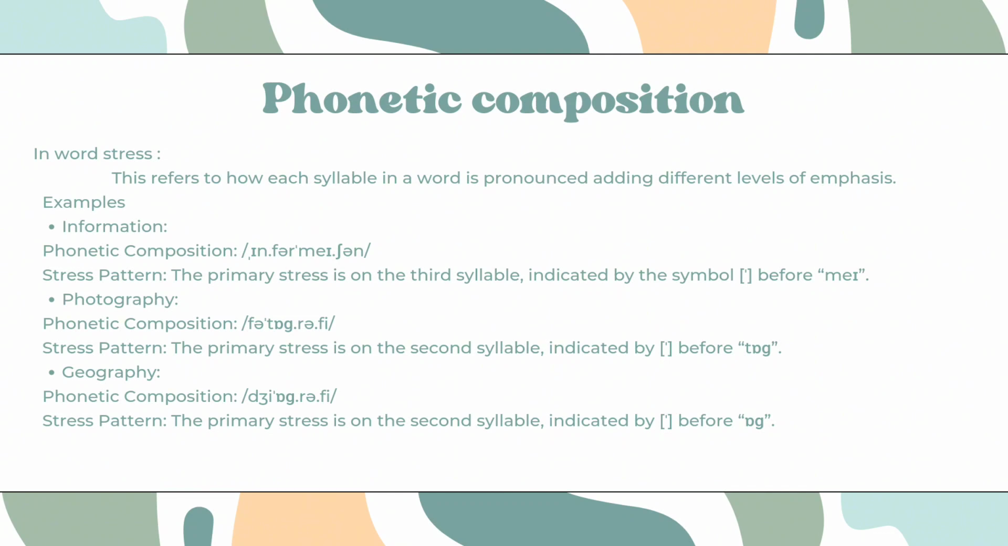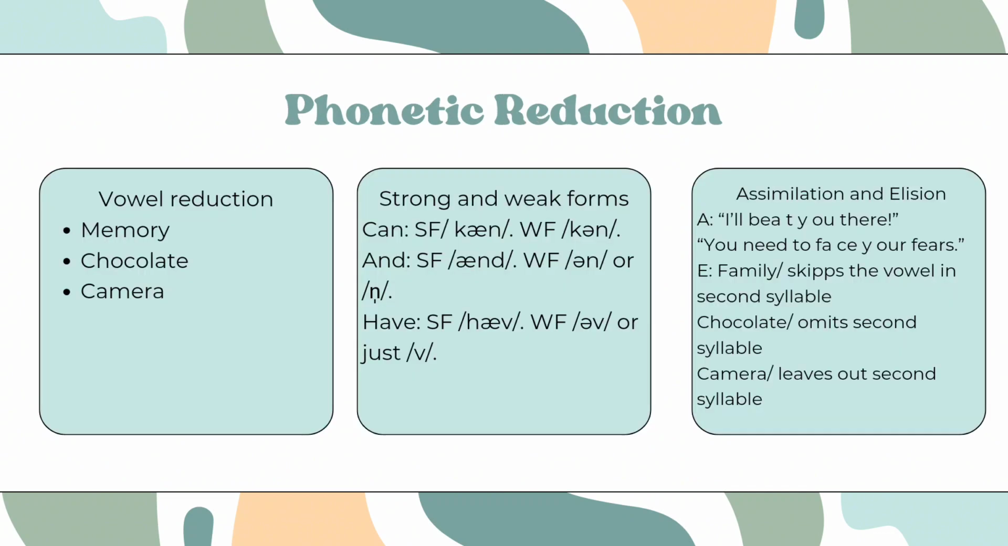We have photography. We have the phonetic composition, a stress pattern. The primary stress is on the second syllable, indicated also by this little symbol before the stressed syllable. So photography. We have geography. We have the phonetic composition. We have also the stress pattern. The primary stress is on the second syllable, indicated again by the little symbol before the stressed syllable. So geography.